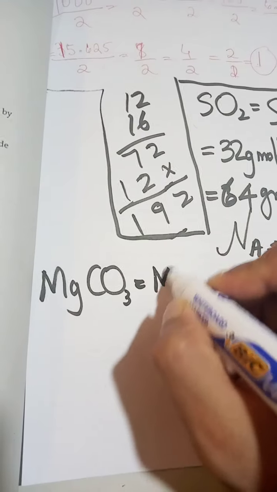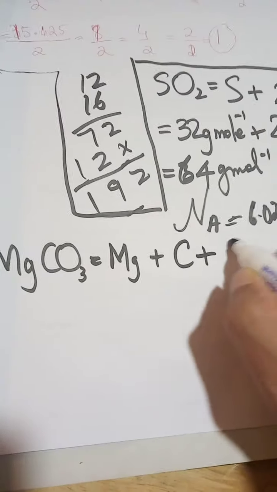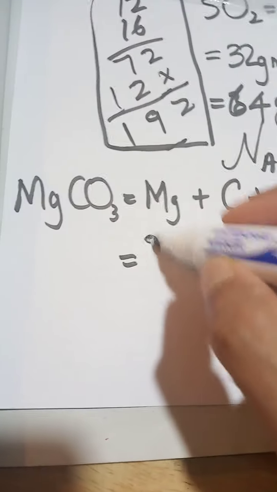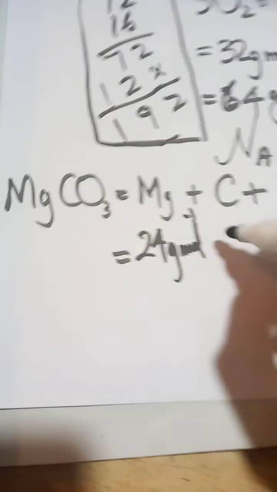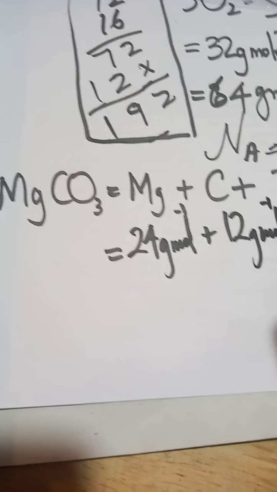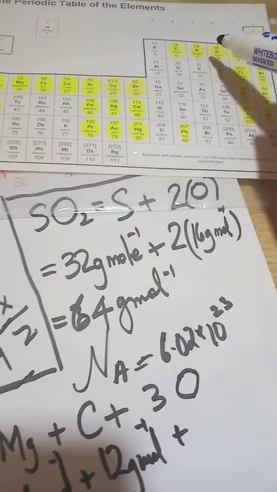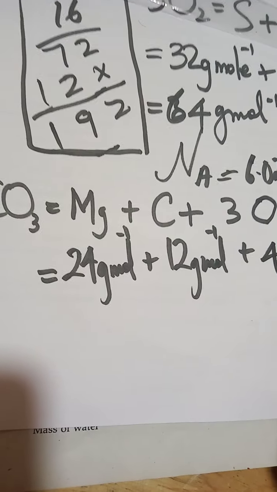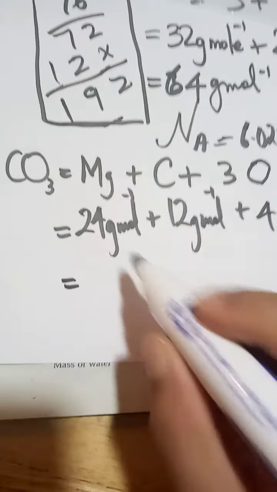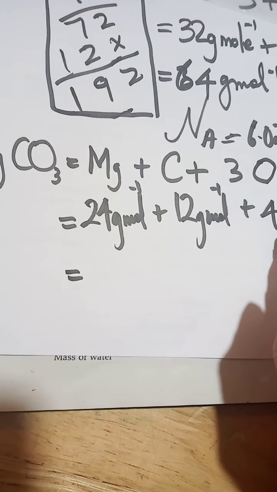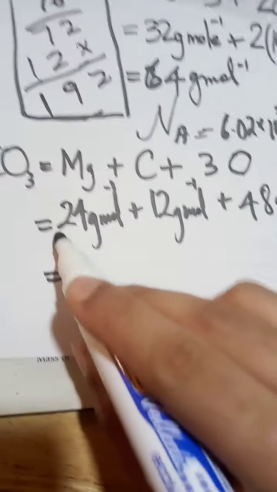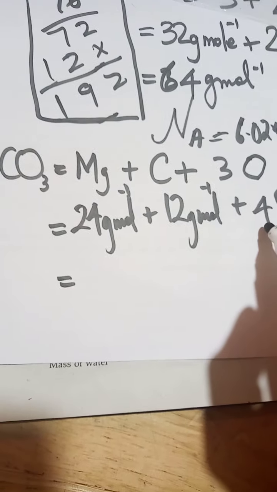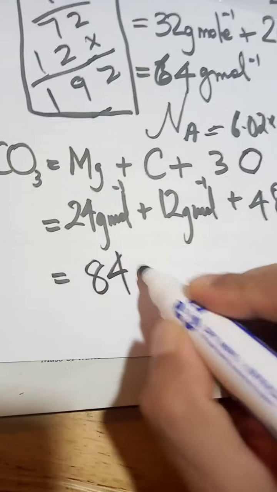which is 1 atom of magnesium plus 1 atom of carbon plus 3 atoms of oxygen. And magnesium here is 24, so that's 24 grams per mole, plus 12 grams per mole, plus 3 into 16, 48 grams per mole. That's 36 and 40, 44 and 84. That'll be 20, 30, so that's 70, 80, 84, that'll be 84 grams per mole.